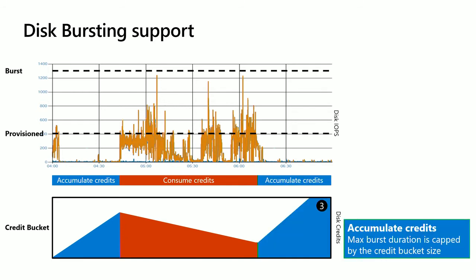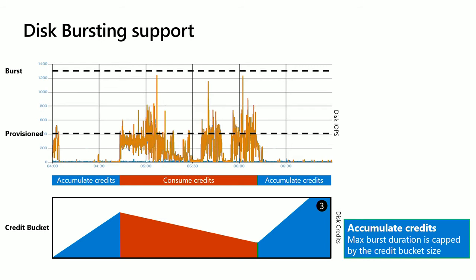Then on the third stage, you start accumulating credits again because your disk is mostly idle here. There is a maximum on the credit that you can accumulate, which is basically a cap on the burst on your credit bucket. This determines the maximum duration you can burst at the peak rate. Let me take an example of what it means.